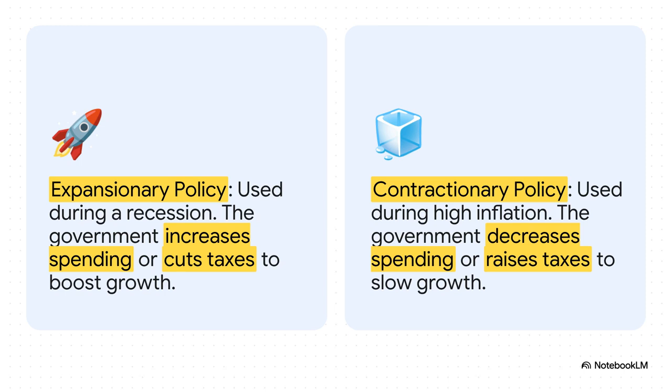the economy. Now, on the flip side, if the economy is overheating and inflation is getting crazy, it can use contractionary policy. Do the exact opposite. It can cut spending or raise taxes to pull money out of the system and cool things down.